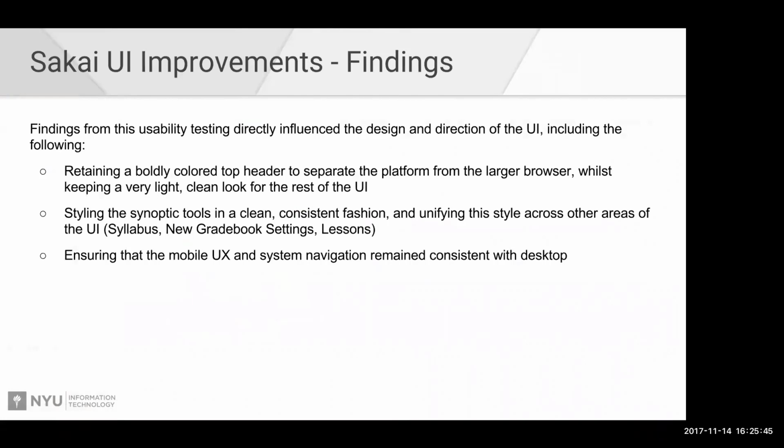to be some sort of bold color at the top of the screen to differentiate the actual app UI from the browser itself. We also found that the synoptic tools in the overview page needed to be a little bit more distinct. So we found an opportunity there to start creating a consistent design that matched other elements in other parts of the UI, be it the expandable syllabus entries, the accordion menus in the new gradebook settings screen, or in lessons. So this is just a step toward creating a unified user experience throughout the system. And we're able to ensure that the mobile user experience and system navigation remain consistent with desktop.